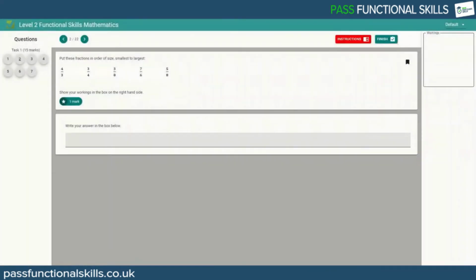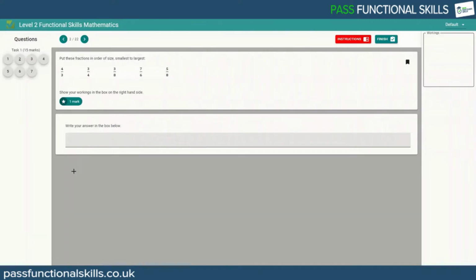So question 2 now. Put these fractions in order of size, starting from the smallest and going up to the largest. So again, we could either work in fractions or decimals, whichever you find easier. So I'm going to stick with fractions again. In this case, we're going to make all the fractions have the same denominator, then just directly compare the numerator values and order them that way.